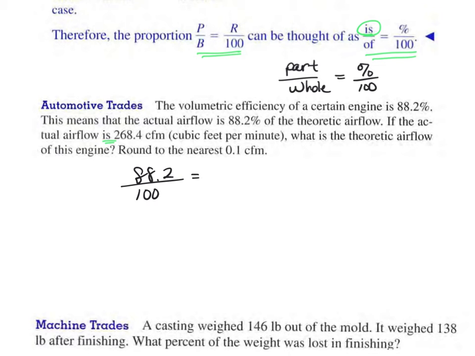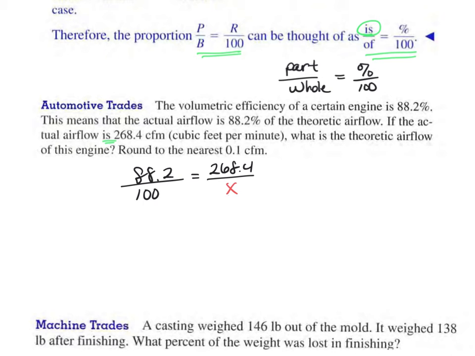The "is," or the part, is 268.4. The whole amount, in this case, is the part we don't know. So we're going to call it X or B or whatever you'd like to call it. I'm going to call it X.